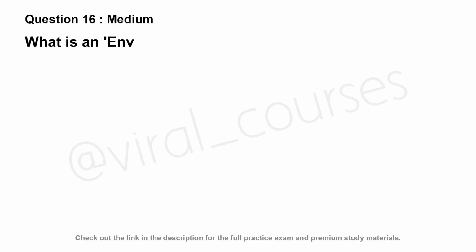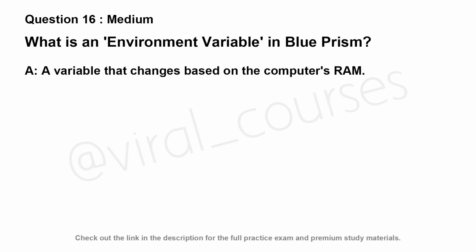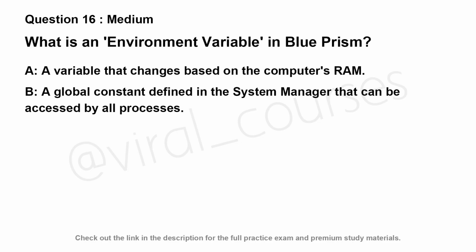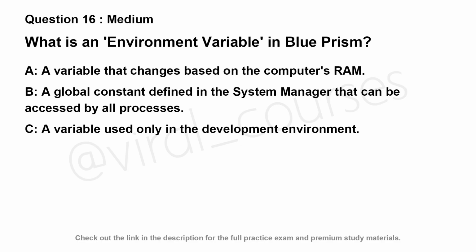What is an environment variable in Blue Prism? Option A. A variable that changes based on the computer's RAM. Option B. A global constant defined in the system manager that can be accessed by all processes. Option C. A variable used only in the development environment. Option D. A data item that stores the robot's name.